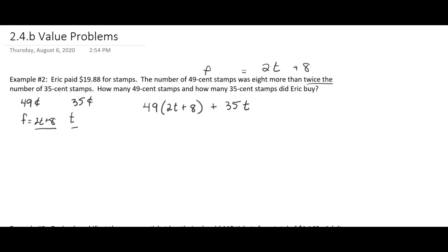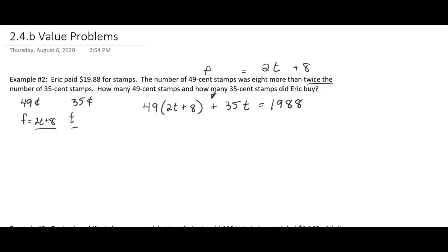So 49 cents for each of the F's, and F is being represented by 2T plus 8. And then 35 cents for each T stamp, so I have T 35-cent stamps. Together, that's where the addition sign comes from. If I spend so much money on the 49 centers and so much money on the 35 centers, together it's going to get me the total that I spend. In this case, it's going to be 1,988, because I'm not going to use the decimal since I'm doing it in terms of pennies. So you have to be careful on that. If you're going to go with pennies, then the other side has to be in pennies as well. So that's what it looks like. Like I said, you could have gone with the decimal and then multiplied through by 100.